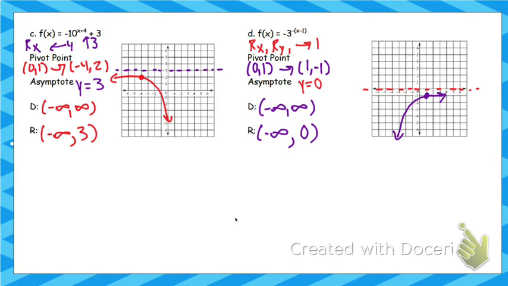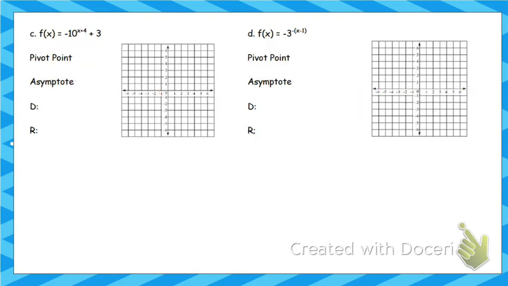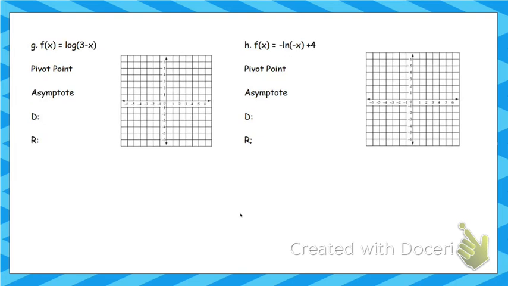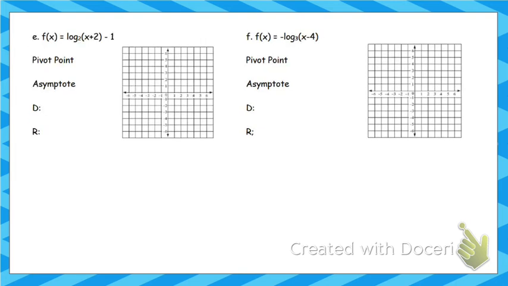All right, we are almost done. We are now going to look at some log graphs. If my slide will switch, there we go. All right, whoops, too far. All right, so again, let's start by looking at our transformations. Left 2, down 1. That's going to affect the pivot point. Now remember, for log, the starting pivot point is 1, 0. So we're going to take that 1, 0. We're going to go left 2 and down 1. So my new pivot point is -1, -1.